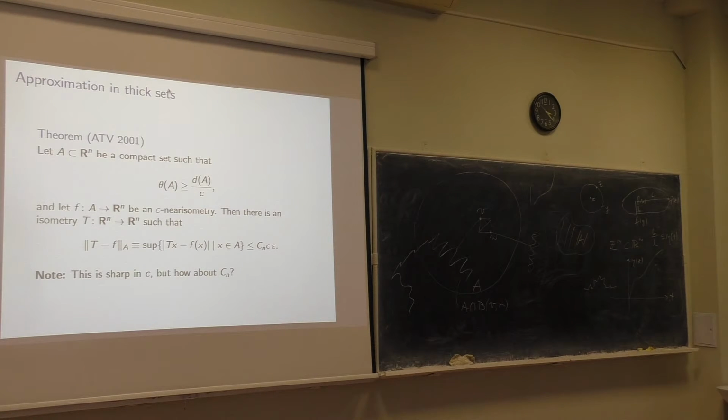And then this is the main result that we need for this extension. In thick sets we can approximate near isometries with real isometries. And again, we have some constants but linear dependence on this epsilon, the constant of the near isometry.